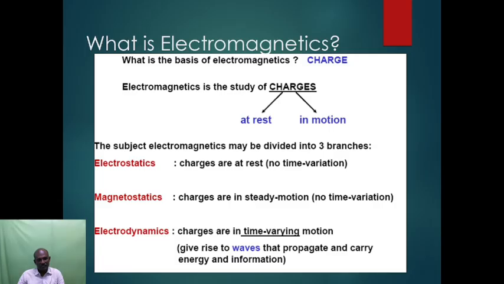So here electrodynamics is also time varying. The difference between magnetostatics and electrodynamics is that in magnetostatics we have variation, but with respect to time there is no variation. It is steady motion, steady changes in magnetostatics. But in electrodynamics, the changes are varying, not a constant one. In this way, we have differences between magnetostatics and electrodynamics.